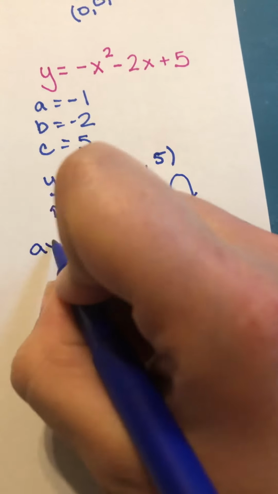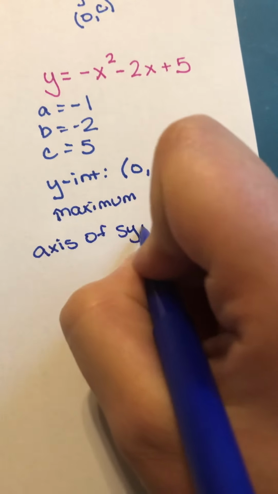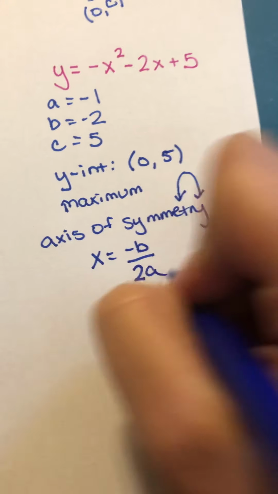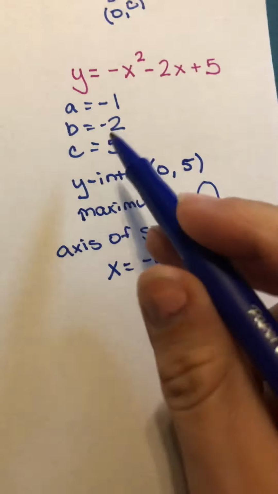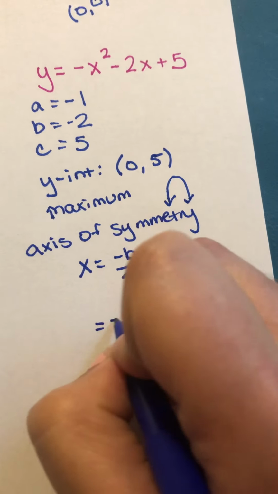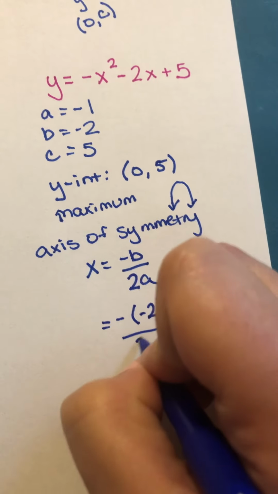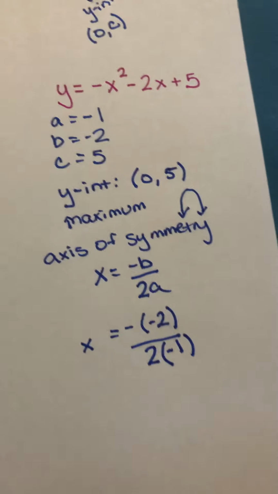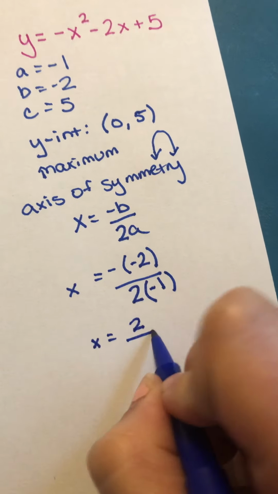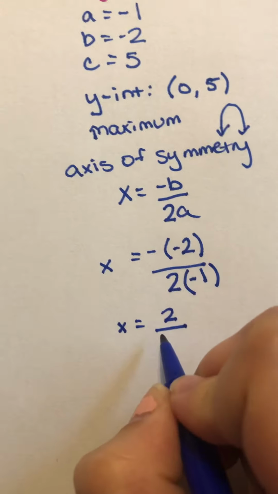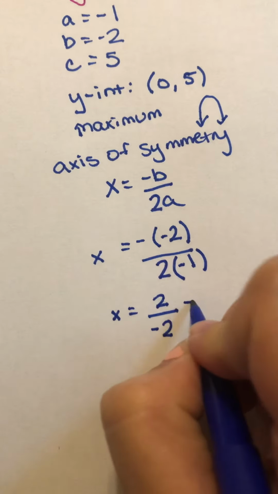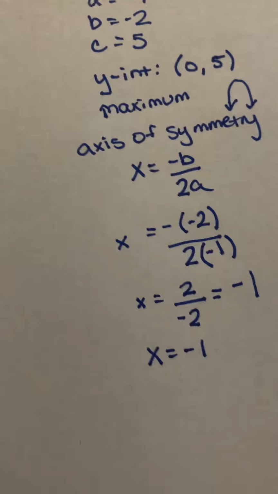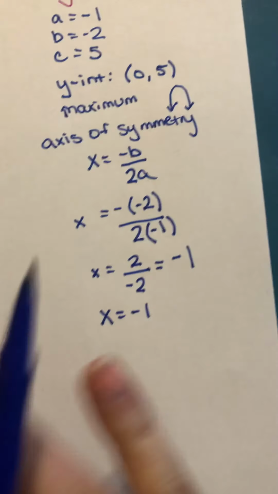Let's go ahead and find our axis of symmetry using the equation x equals the opposite of b divided by 2a. So the opposite of b, now b is already negative 2. So the opposite of negative 2, divided by 2 times a, which is negative 1. Opposite of a negative is a positive, so x equals positive 2 divided by 2 times negative 1, which is negative 2. 2 divided by negative 2 is going to result in negative 1. So the equation of the axis of symmetry is x equals negative 1. That's just a coincidence from the first problem.